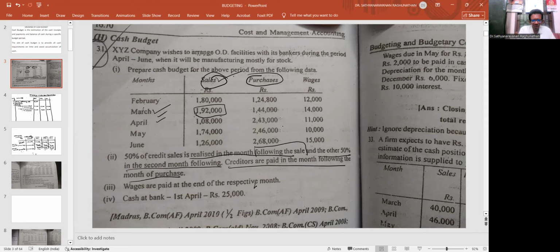In the May month you have purchased for 2,46,000, that you are paying only in the month of June. Okay. Please take this into consideration. 1 month delay.